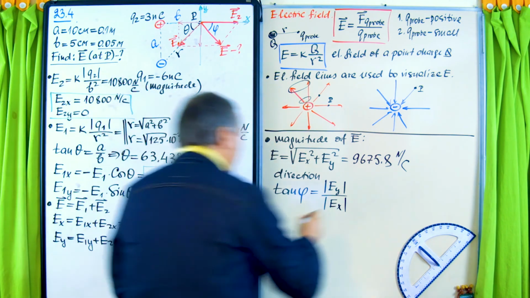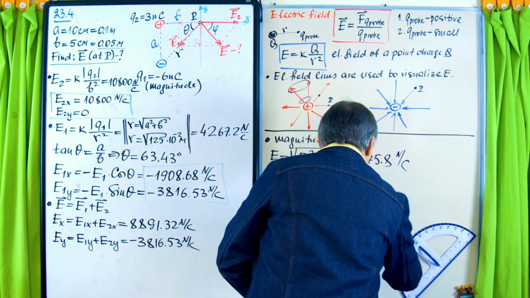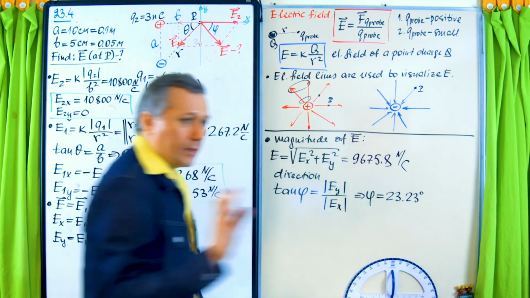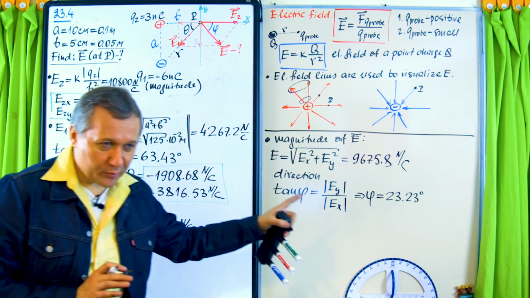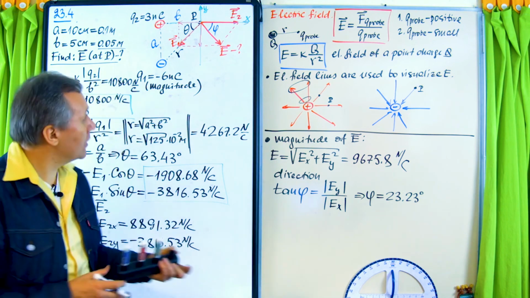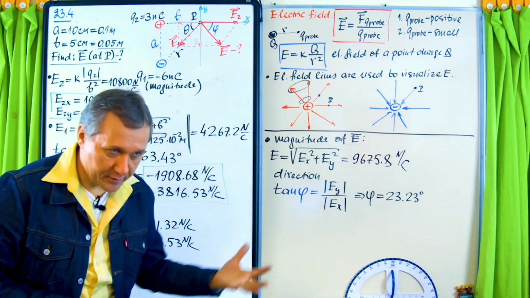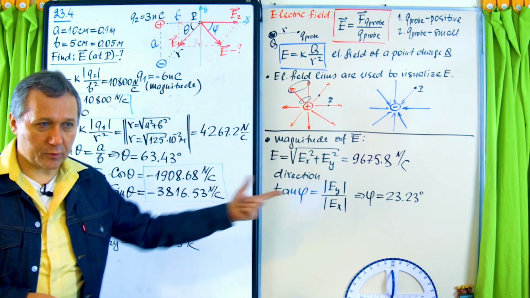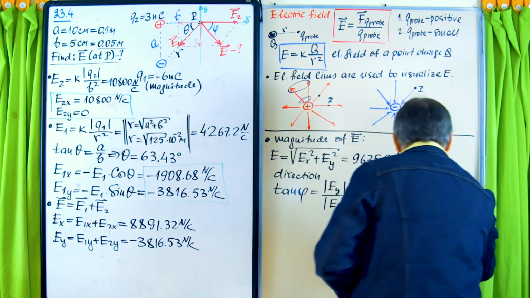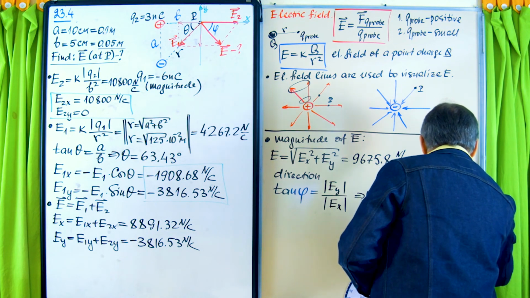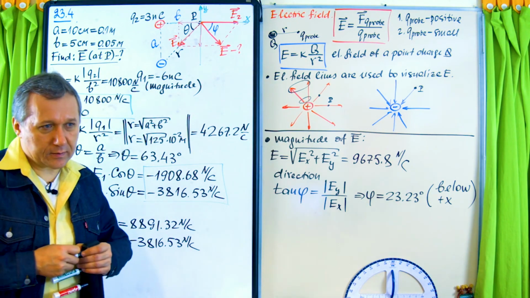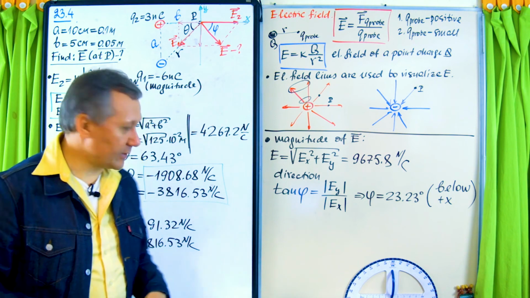So you can take the inverse, and phi will be equal to 23.23 degrees. And again, I'm not supposed to leave an answer in this form. I need to add an additional piece of information, because our vector E is in the fourth quadrant, not in the first one. So I need to add either below plus x, I think that's what the book says, and Mastering Physics, so I will write below plus x axis, or you can say clockwise from plus x. We discussed these details in the previous recitation class.